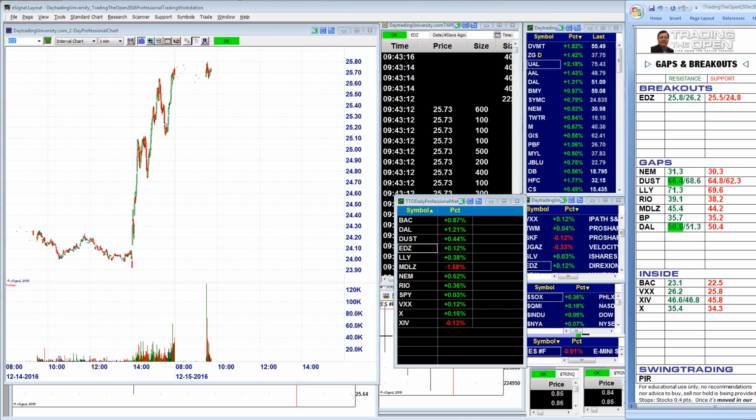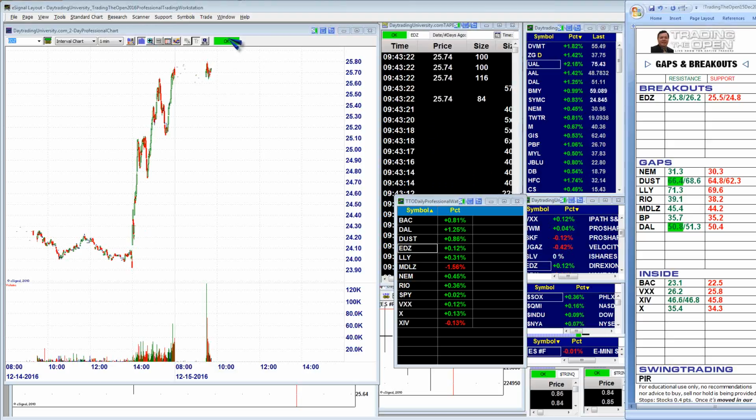You got a big, huge monster run that's consolidating. It's kind of like a give me. It's more likely to keep running up, so we'll see if it does so. Coming up in just a minute.